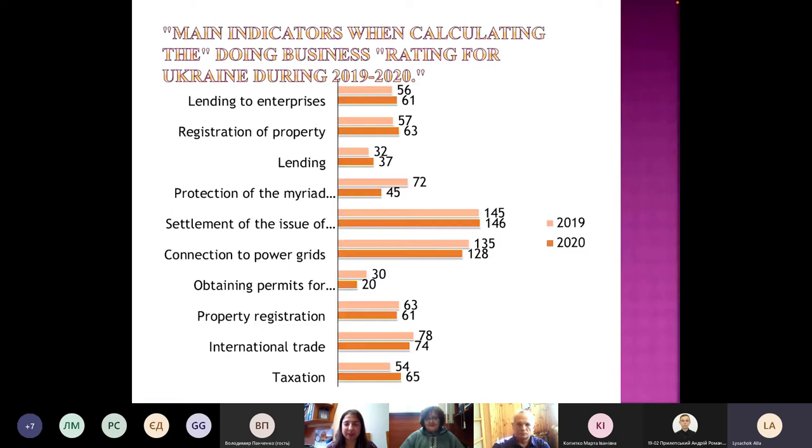On these indicators, we see positive dynamics. Unfortunately, in the other 5 areas the reforms were ineffective, which led to a decrease in Ukraine's positions: taxation, enforcing contracts, registration of enterprises, obtaining credits, and settlement of insolvency.